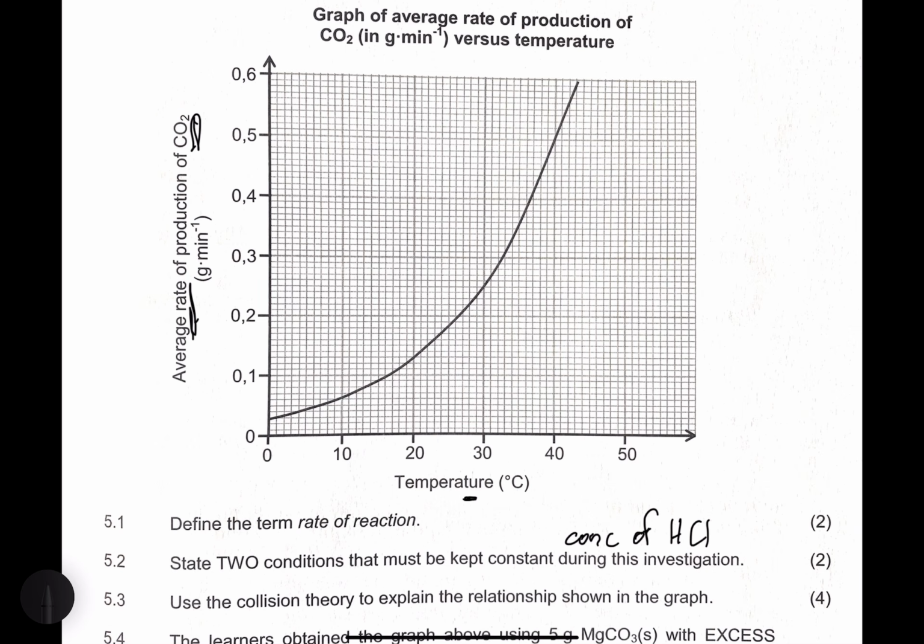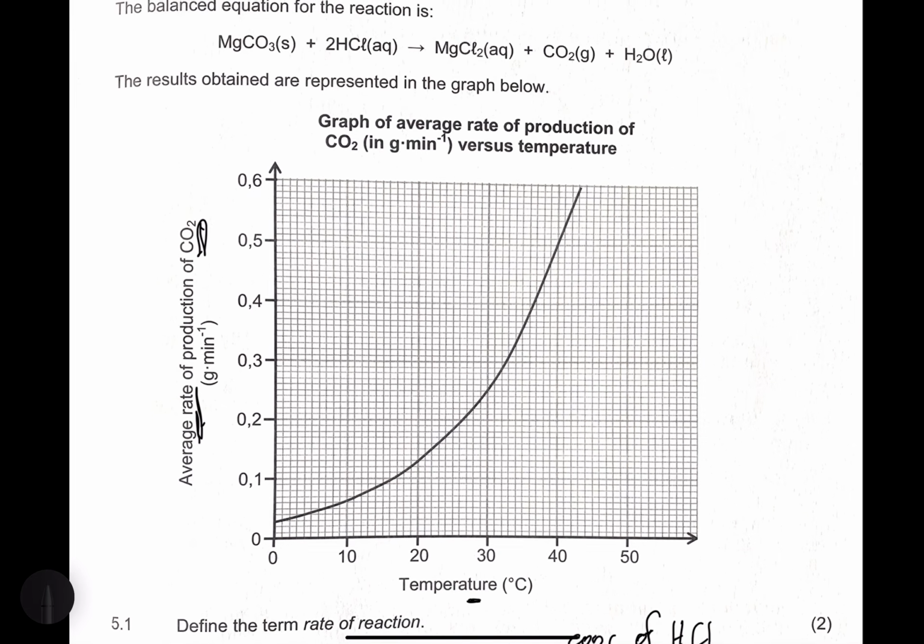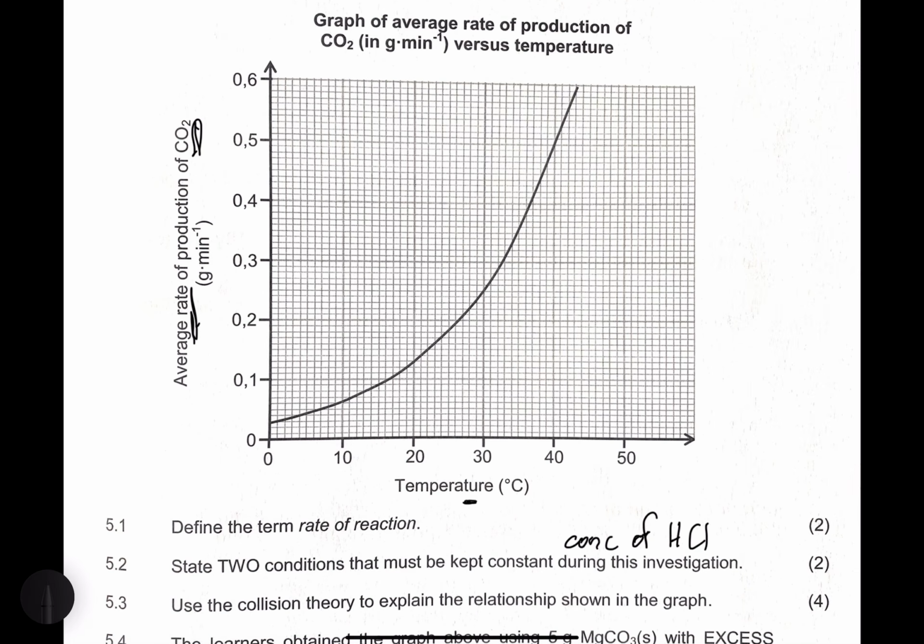You can say the mass of the calcium. Is it calcium? Magnesium carbonate, rather. Okay, so the mass of magnesium carbonate. Okay, you can also talk about, in this case, the other factor. You'd say maybe the surface area of magnesium carbonate. Okay, right, so those would be the two factors that I can think of.